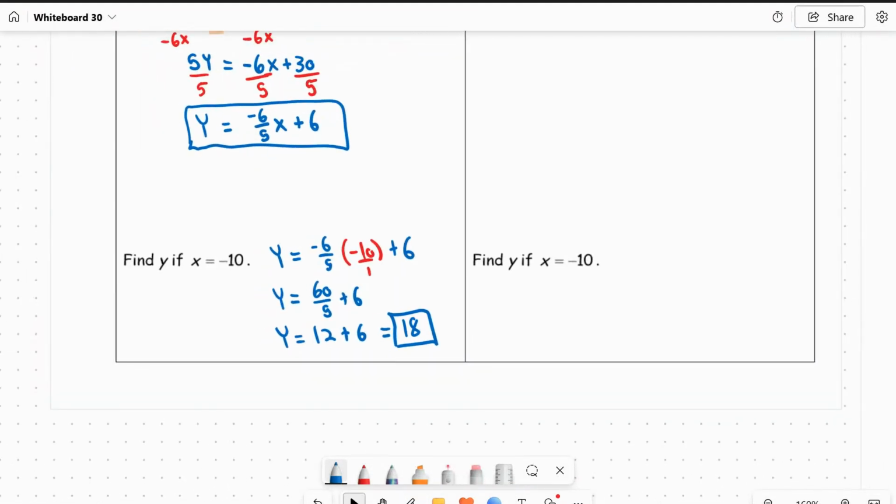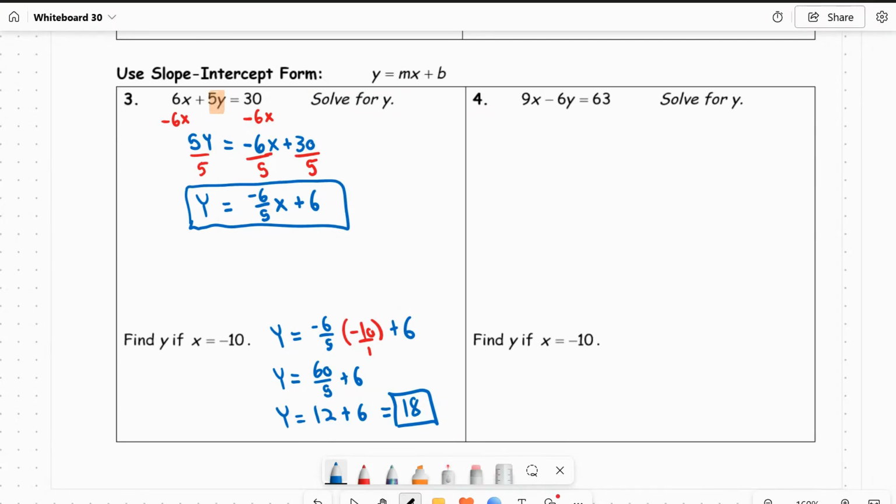Okay, repeat that same exact process with number 4 here. Solve for y, create a slope-intercept form equation, and then evaluate with substituting in negative 10 for x.